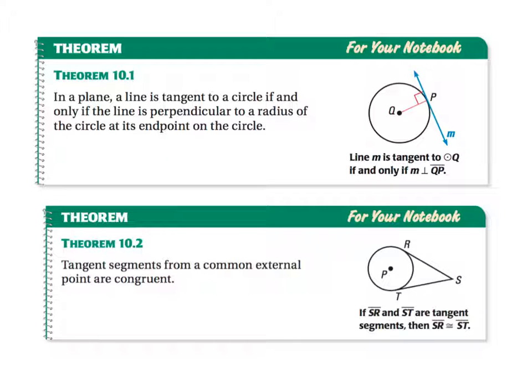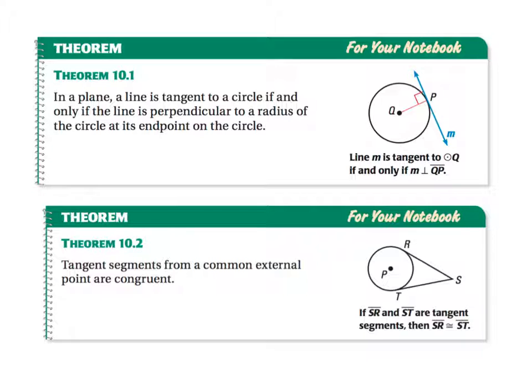Our first theorem is theorem 10.1. In a plane, a line is tangent to a circle if and only if the line is perpendicular to a radius of the circle at its endpoint on the circle. So notice it uses the phrase if and only if. So we can use this forwards and backwards.